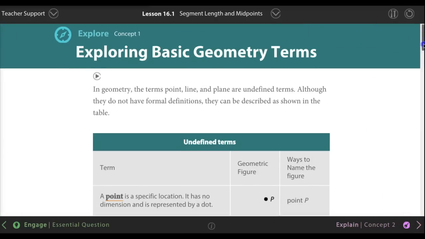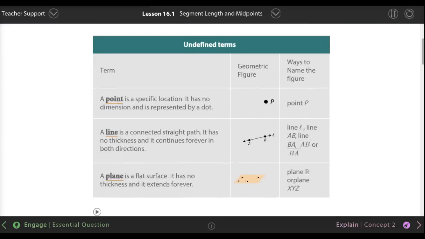First thing you gotta do, you gotta know these words, right? And keep in mind that these are undefined terms. You know what that means? Nobody ever said the meaning of a point is blah blah blah. Nobody ever said what point means or line means or plane means, okay? But throughout history, people have just decided to think of a point when they see the word point. Okay, so there's no dimension and it's just a dot.